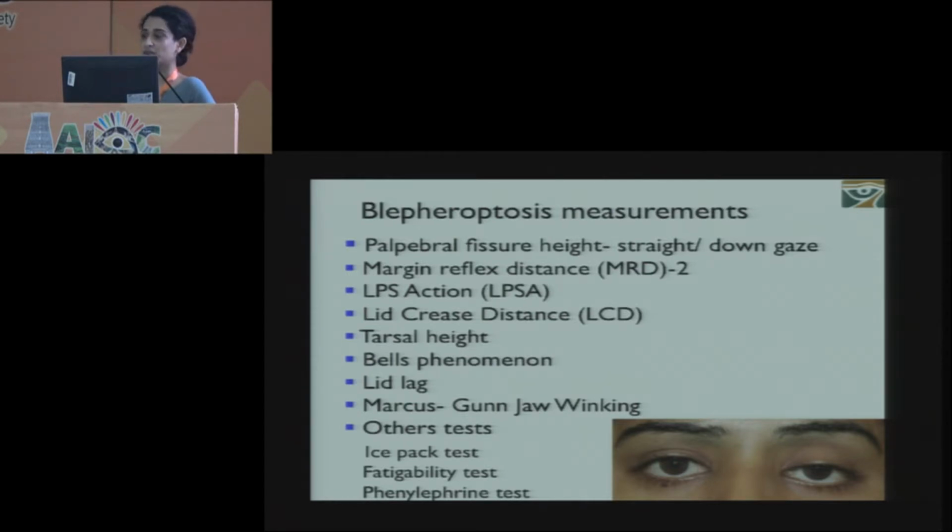If the Bell's phenomenon is poor, you're going to tell the parent that we will correct, but we are going to undercorrect, because there's going to be corneal exposure. You have to actually warn them regarding all the post-operative anticipated complications. Lid lag is again important, because after ptosis surgery, you're going to have a lag, so there will be an exaggerated lag in the patient. Marcus Gunn jaw-winking phenomenon, never forget it. Other tests are like ice pack test, fatigability test, and phenylephrine test in indicated cases.